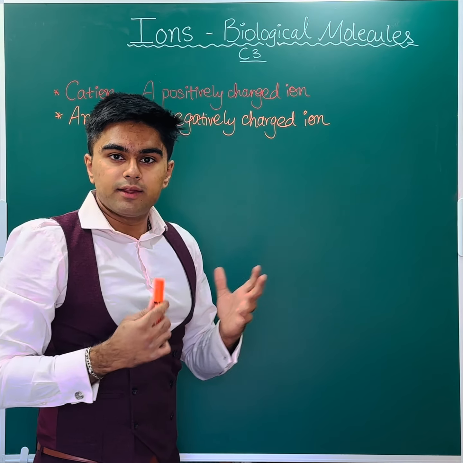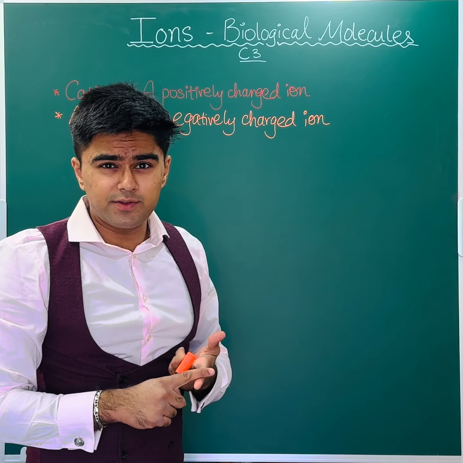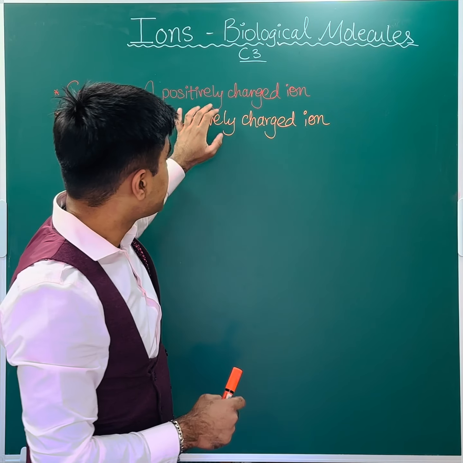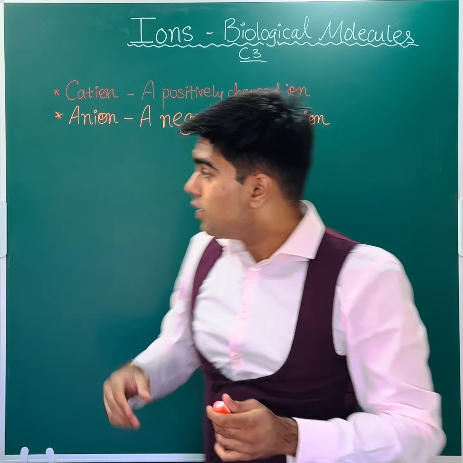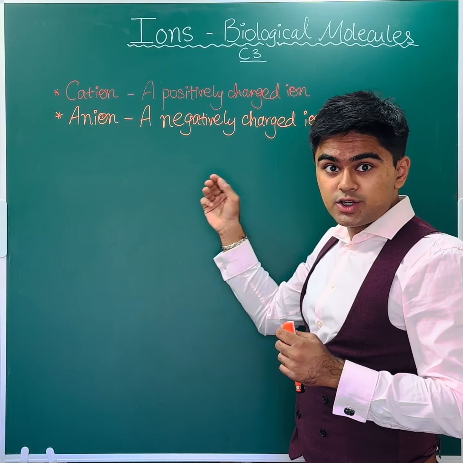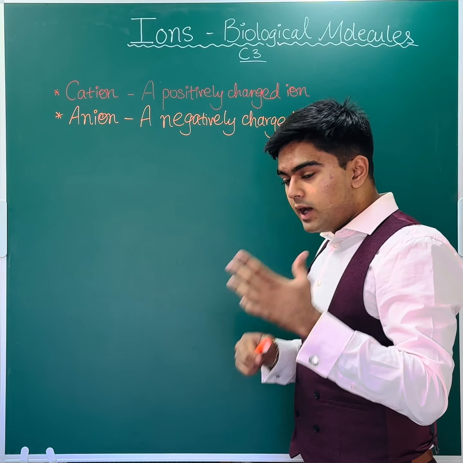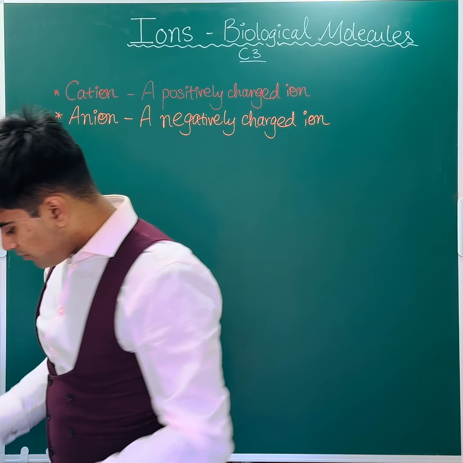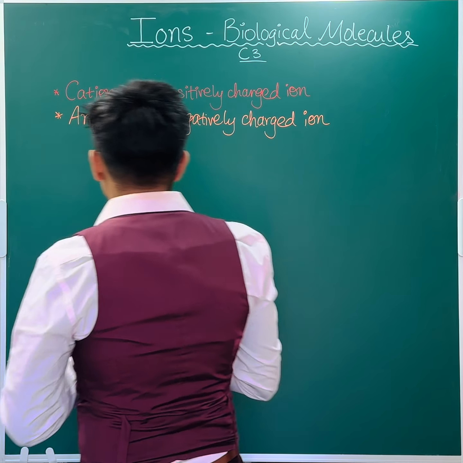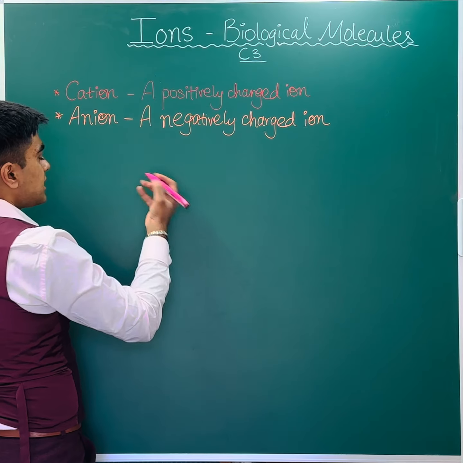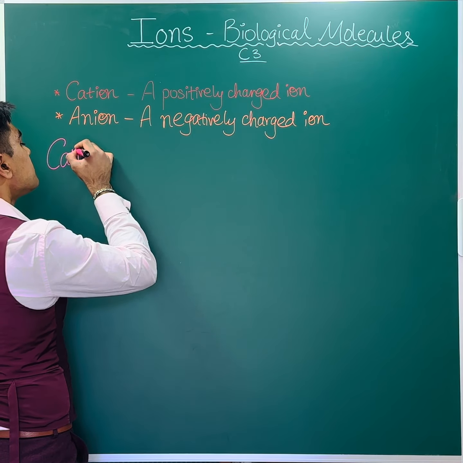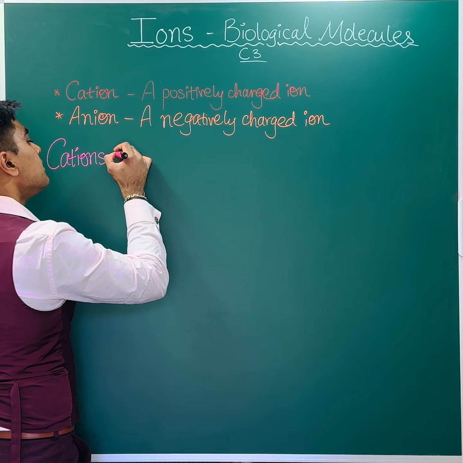Right. Brilliant. So we know that there's two types of ions. There's an anion and there's a cation. A cation is a positively charged ion, whereas an anion is a negatively charged ion. Perfect. Now let's relate this into biology. So, what are some of the main cations? Okay, so let's learn about cations first. Cations in biology.